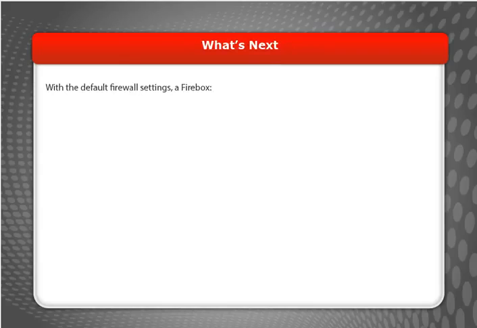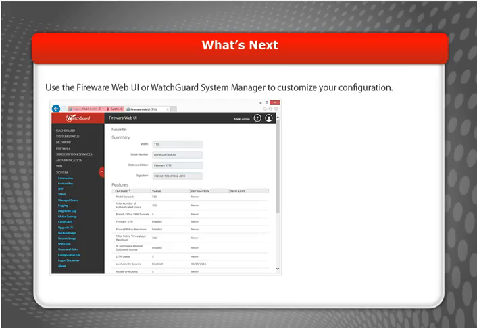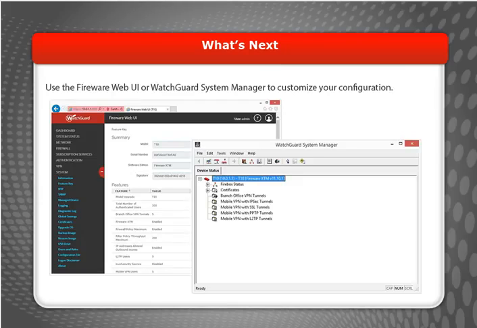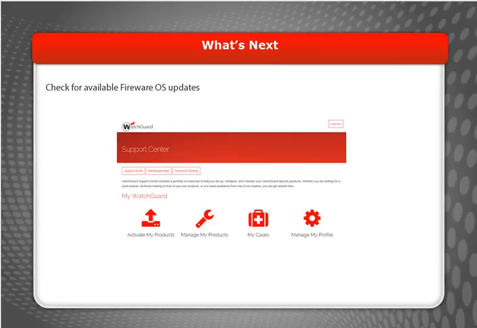Now that your Firebox is up and running, it's important to know that basic firewall settings are enforced out of the box. By default, it blocks all inbound traffic and allows all outbound TCP, UDP, and ping traffic. You can use the Fireware Web UI or WatchGuard System Manager to customize your configuration. If this is a new device, it's a good idea to upgrade to the latest version of Fireware OS. You can check for updates at the WatchGuard Support Center.